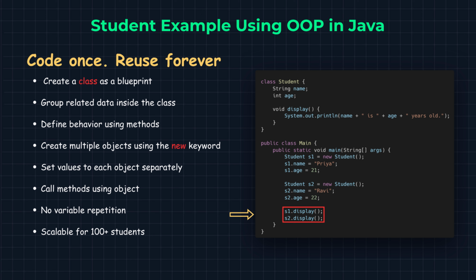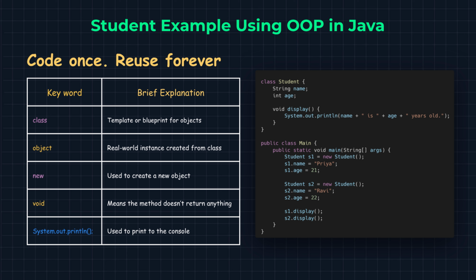Now we created a class, made objects, added values, and ran their behavior. And it's clean, reusable, and scalable. One class, two students, no repetition. That's how OOP changed the game. And this is just the beginning. Pause the video and read what I gave in the explanation for each keyword. We'll deep dive into these concepts in upcoming episodes.